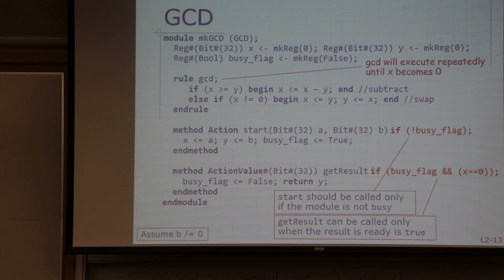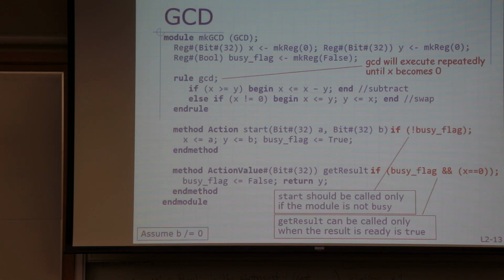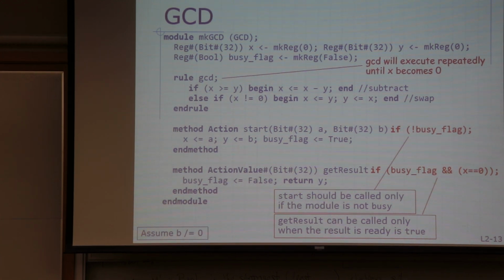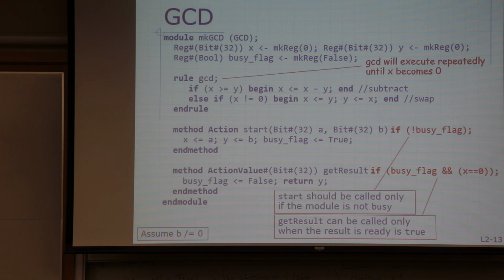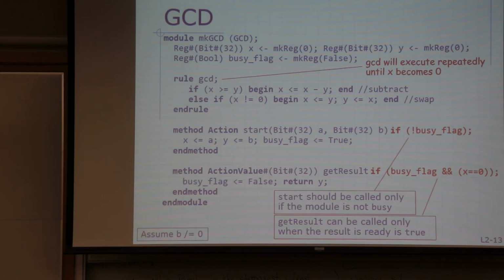It doesn't do much. GCD is executed repeatedly until X becomes 0. And after that, there's no state change. It will remain in whatever values it has at that point. No. A and B were input wires, right? And Y is the output wire that is going out. So this is inside the GCD, and what you saw earlier was the outside view of GCD.